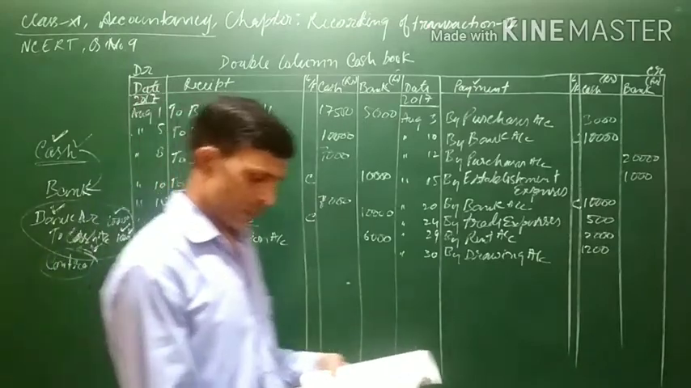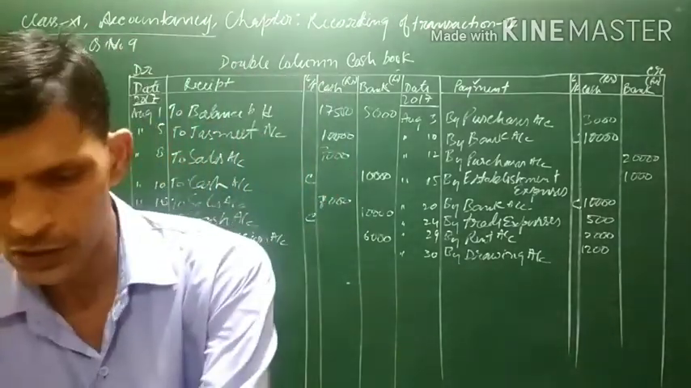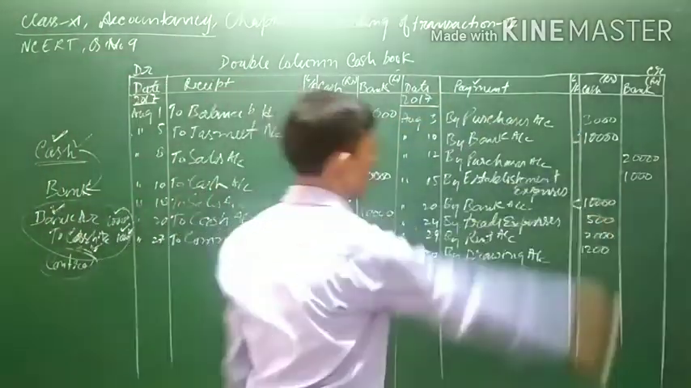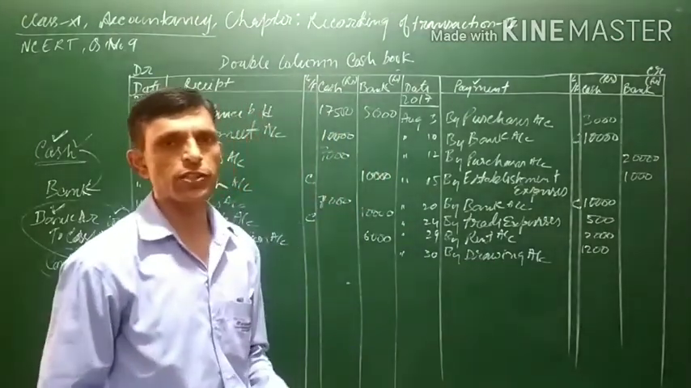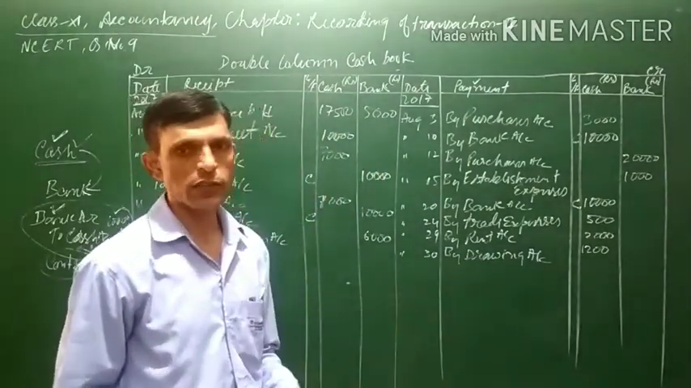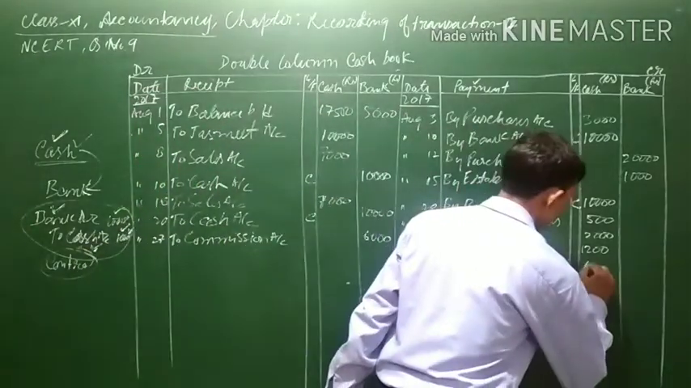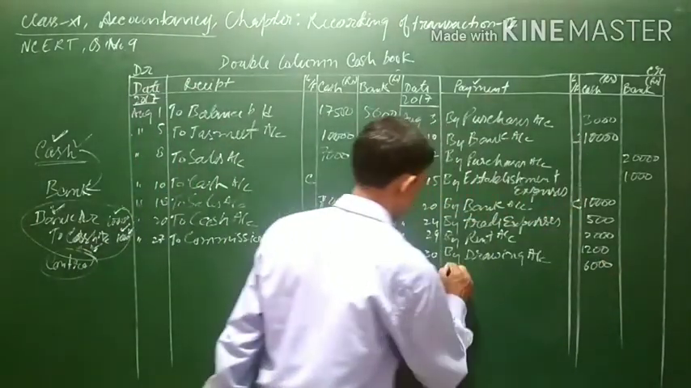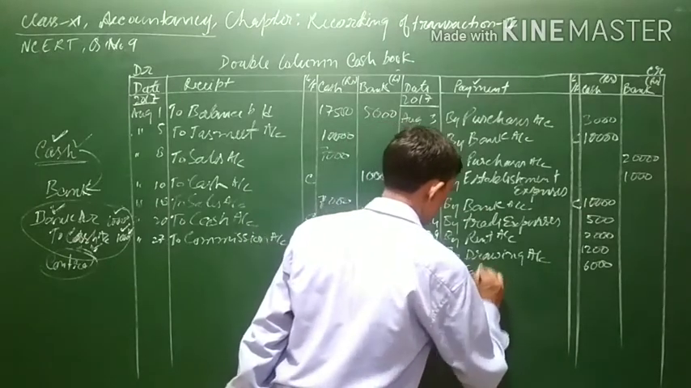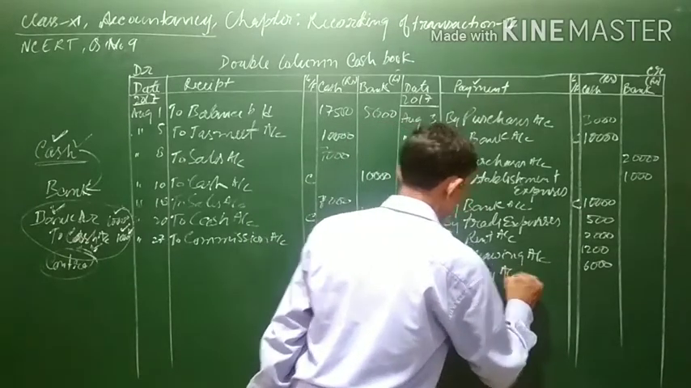Last is salary paid 6,000. Salary is being paid. Again, payment is made, so it will be written in the payment side. Nothing is mentioned regarding check or bank, through check or through cash. So it will be assumed that this is a cash transaction. 6,000 will be written, that is going out of the business on account of salary. By salary account.